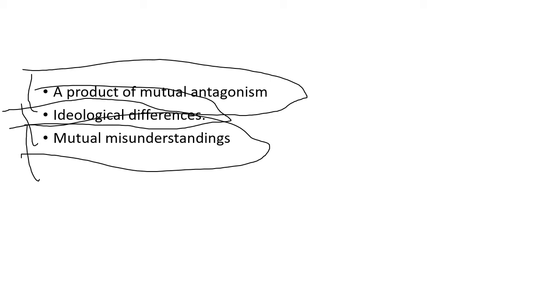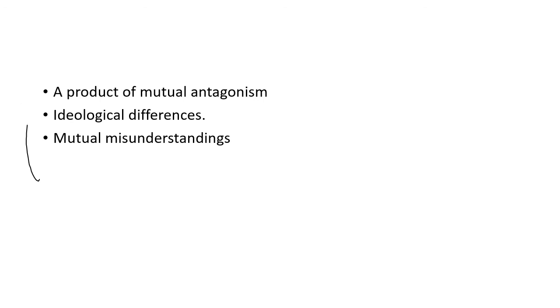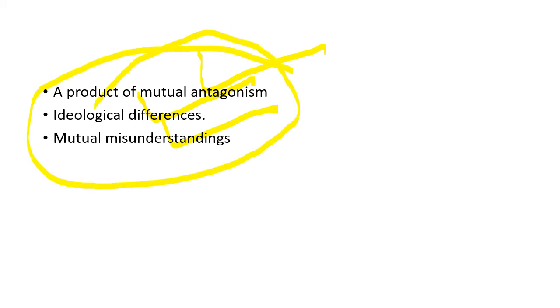In a nutshell, we can say that the Cold War was a product of three things: first, mutual antagonism; second, ideological differences; and third, mutual misunderstandings. So these three phenomena together created the Cold War.